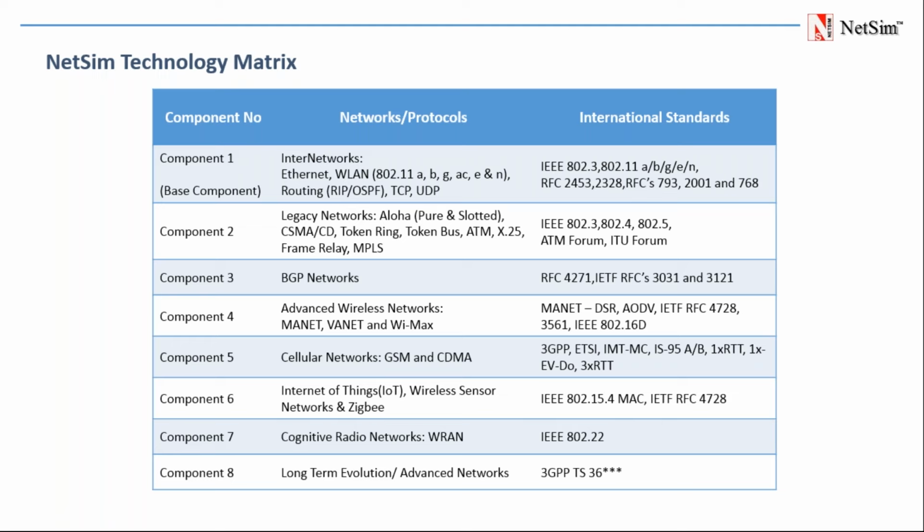That is, all other components require component 1 to run. Similarly, component 2 consists of networks based on legacy technologies. Component 3 consists of BGP networks. Component 4 contains mobile ad hoc networks, VANET (vehicular ad hoc networks), and WiMesh technologies. Then cellular technologies like GSM and CDMA are in component 5. The same way, component 6 contains wireless sensor networks, IoT (Internet of Things), and ZigBee. Then cognitive radio networks, and LTE, long-term evolution, and LTE-Advanced.